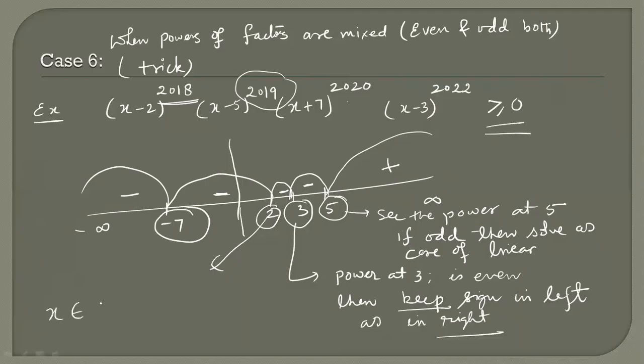X belongs to 5 to infinity, and since equality is given, we will close the interval at 5, and at infinity I have to use an open interval. So this is the way to solve this question. So in the case of even power, you have to use this trick.